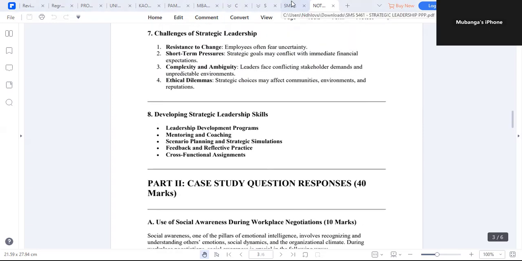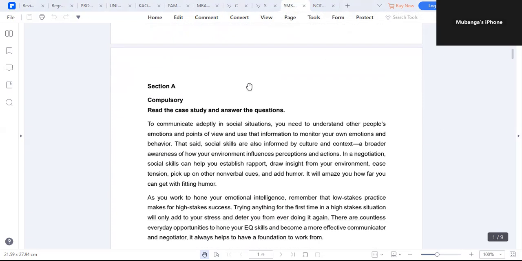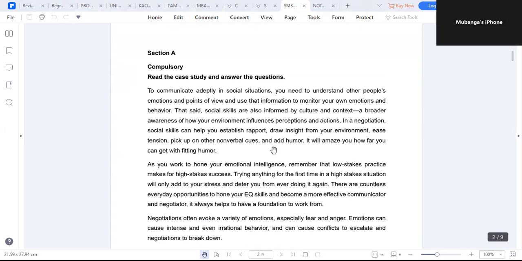So let's look at the question now here. Section A, choose compulsory. To communicate adeptly in social situations, you need to understand other people's emotions and point of view and use information to monitor your own emotions and behavior. That said, social skills are also informed by culture and broader awareness of how the organization influences perceptions and actions.